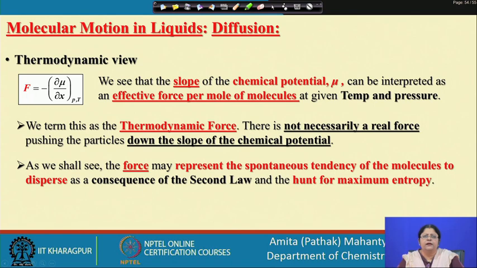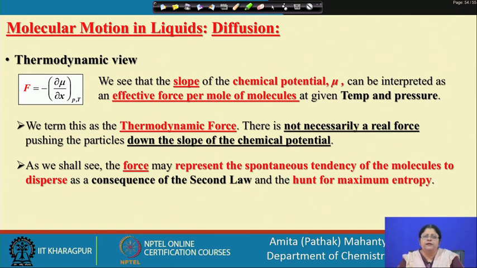It is not essentially a real force which is pushing the particles down the slope of the chemical potential. We can visualize it as the force which may represent the spontaneous tendency for the molecules to disperse as a consequence of the second law, in the hunt for maximum entropy. So, this force may be expressed in terms of the spontaneous tendency of the molecules to spread or disperse in a medium so as to achieve the maximum entropy. In whatever we are doing, we are always trying to get the system to maximum entropy, because all systems are supposed to be approaching the maximum entropy to have stability.